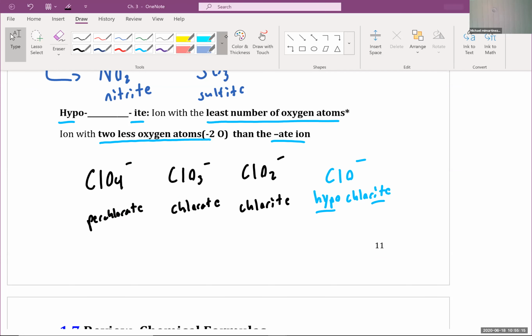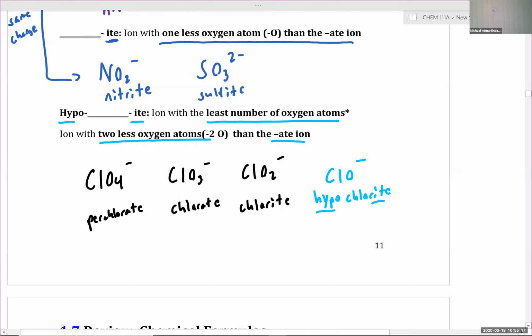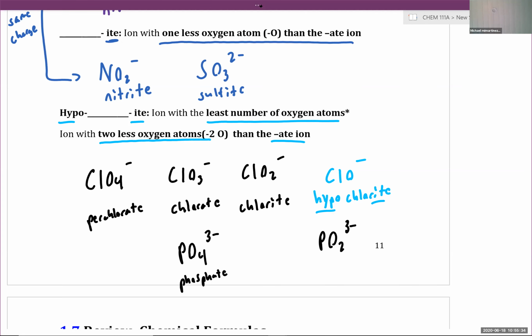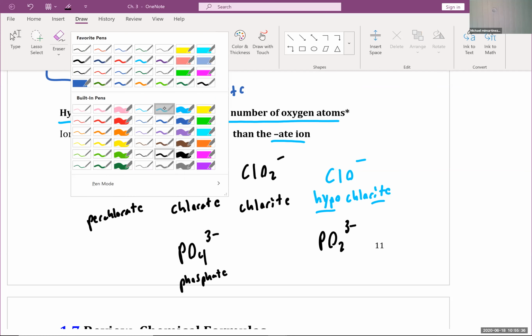Likewise, we can look at other examples of hypo-ite polyatomic ions. So PO4 3 minus is known as phosphate. So then PO2 3 minus is known as hypophosphite.